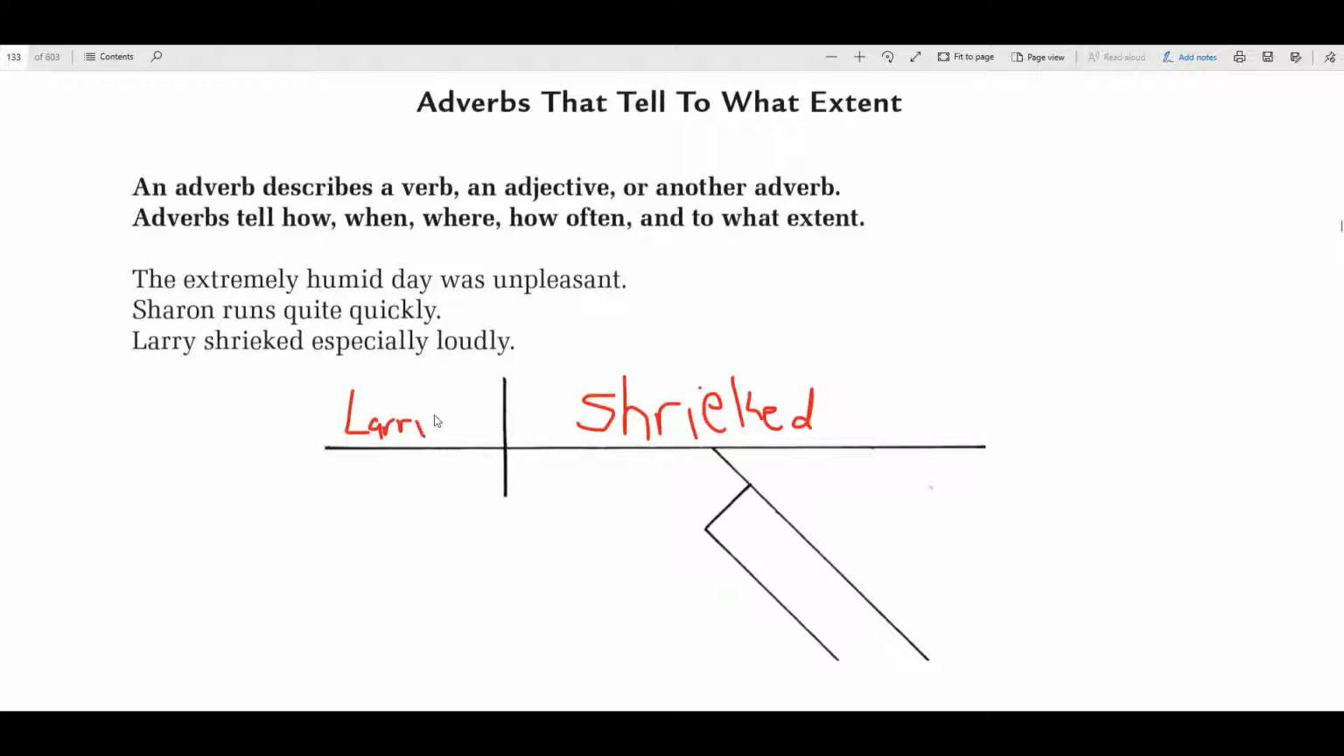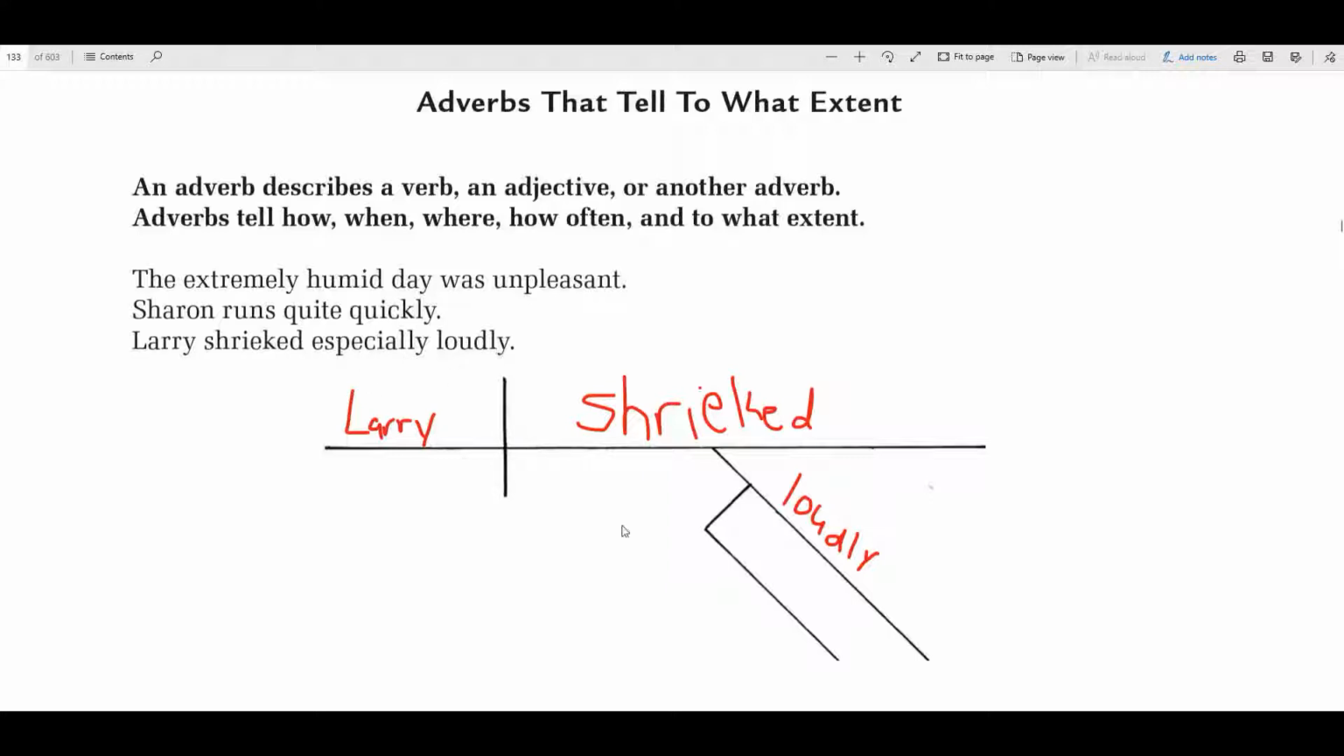Larry shrieked. Now, how did Larry shriek? He didn't shriek especially. He shrieked loudly. So, being that this tells how he did it and it ends in ly, tells me that that is the adverb that tells how he shrieked. Now, especially also ends with ly, not necessarily meaning it's an adverb. However, this tells to what extent did he shriek?